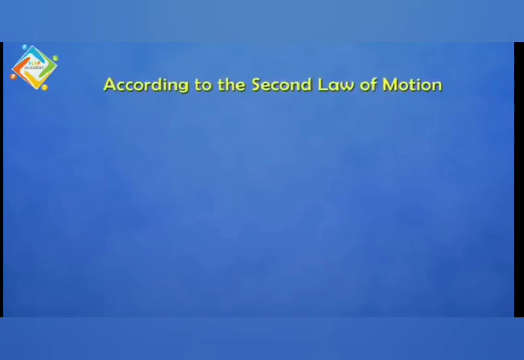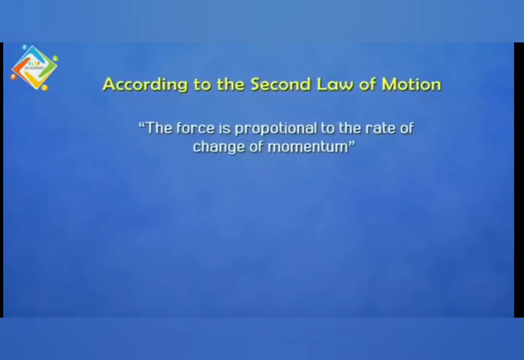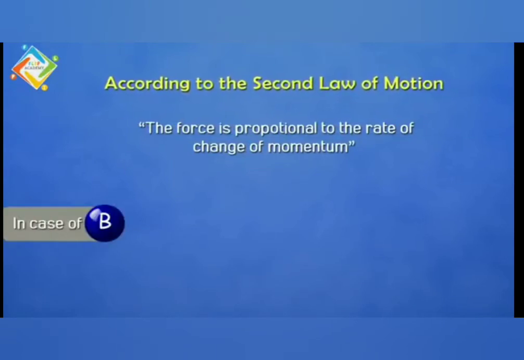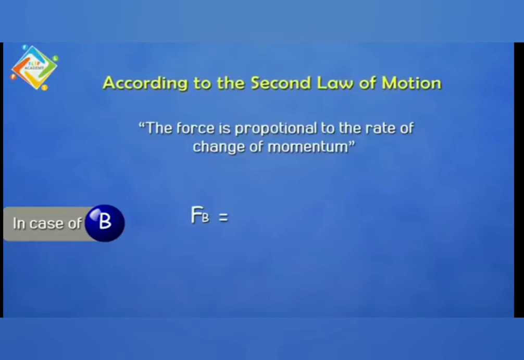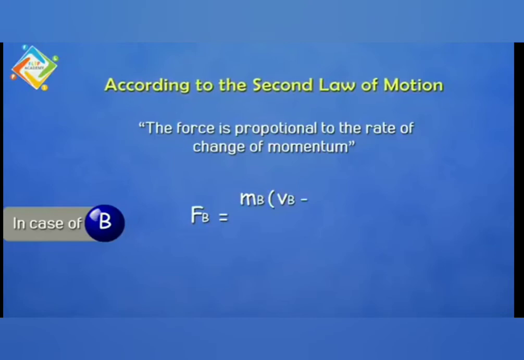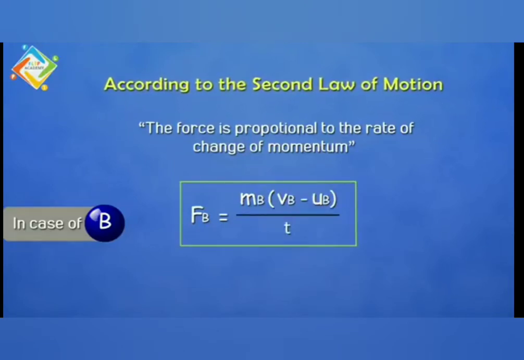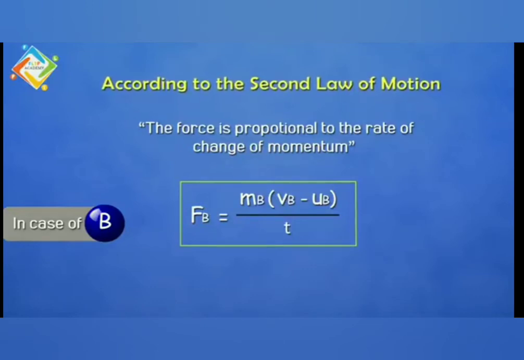According to the same second law of motion, that is, the force is proportional to the rate of change of momentum, the force exerted by the ball B is represented by FB, which becomes equal to the change in momentum, which can be seen from the above equation. The change in momentum, as we have already calculated, is MB in bracket VB minus UB upon the time, that is t, because we are considering the rate of change of momentum.